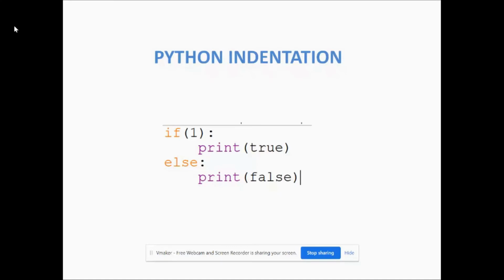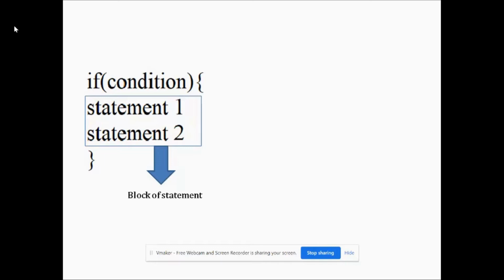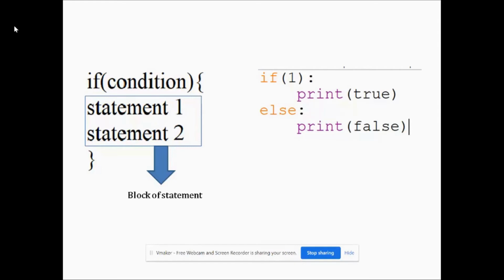In other languages like C, C++, and Java, braces are used to indicate a block of code for a class, function, or flow control. But in Python, indentation is used to indicate a block of code. Each statement in a block must be indented the same amount. It makes the code easier for people to understand and read.